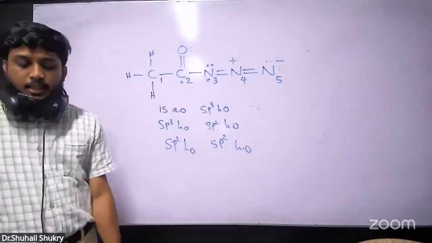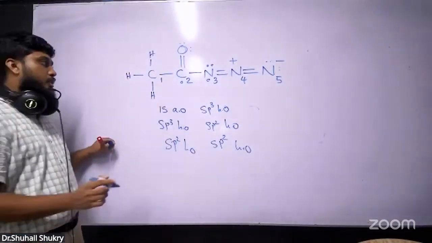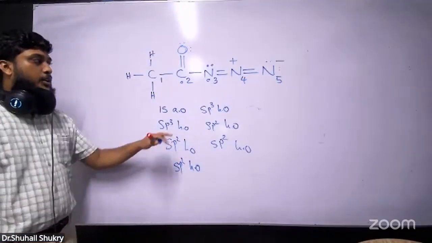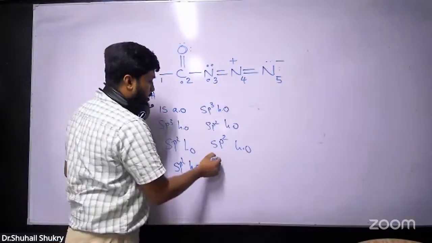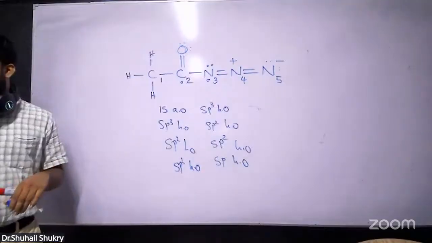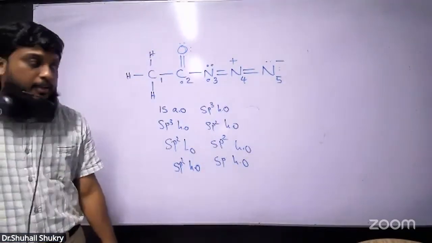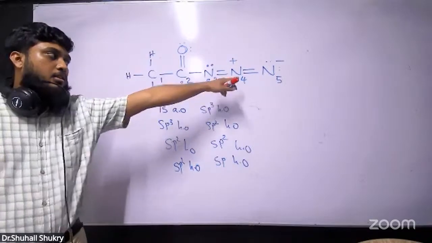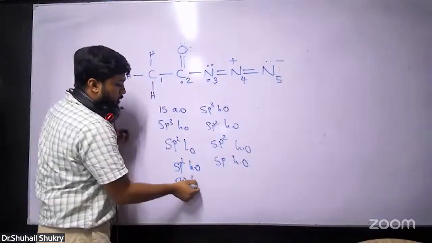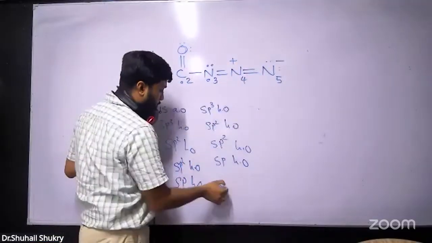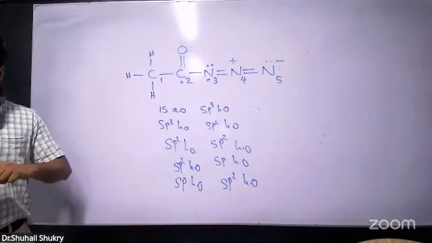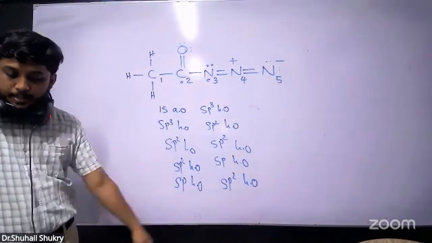Then if you see N3 and N4, here N3 is what? sp2 hybrid orbitals. Here N4 is sp hybrid orbital. You have to see only the sigma bonds and the lone pairs for this hybridization. Then N4 and N5. This is sp, sp2. So sp hybrid orbital and here sp2 hybrid orbital. So this is how you have to write the hybrid orbitals or the atomic orbitals of these sigma bondings.